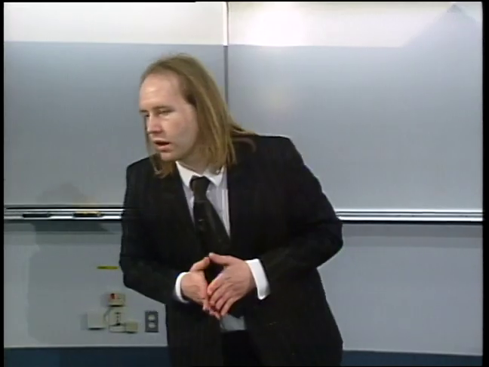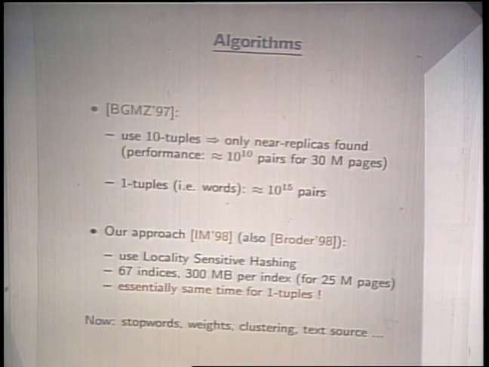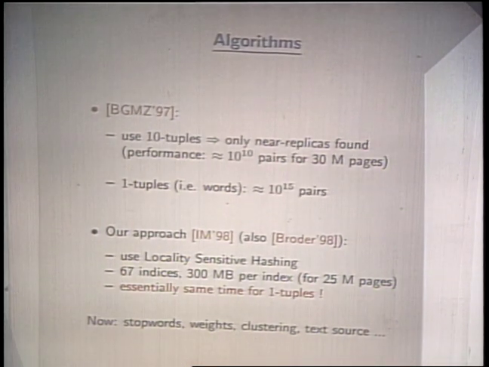For example, for the set of 30 megabytes, they report around 10 to the 10 pairs checked. Pairs of web pages checked in order to find close pairs and perform clustering. And this is fairly low. It's about 10 gigabytes. So this is doable in finite time.